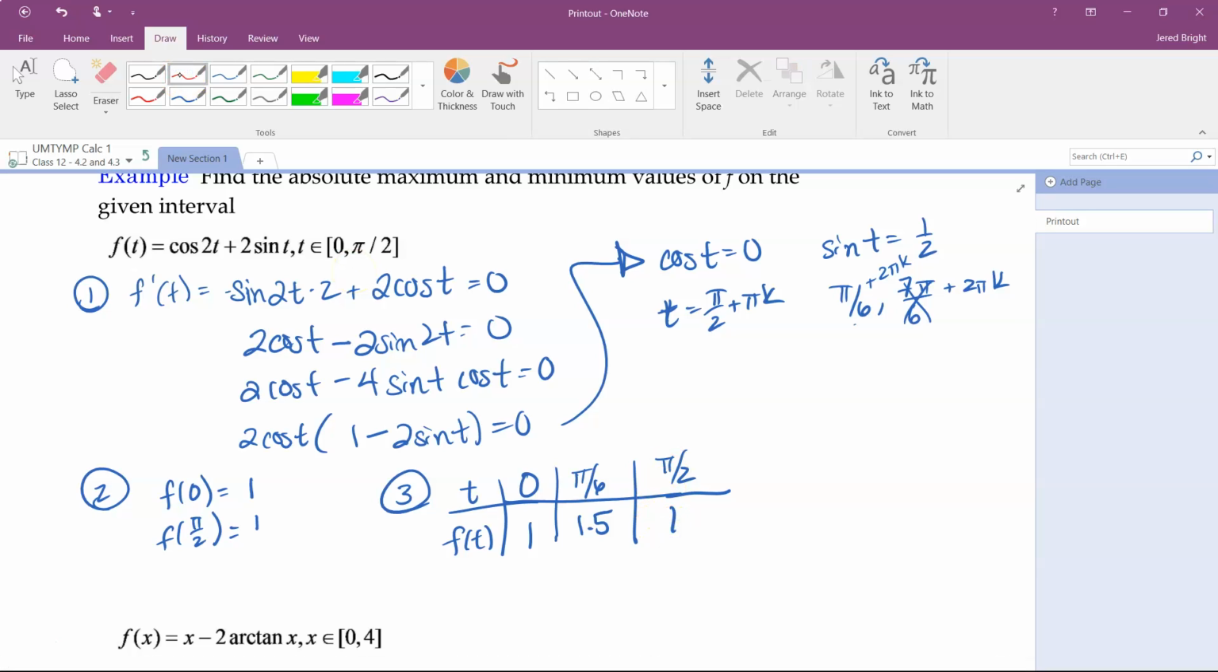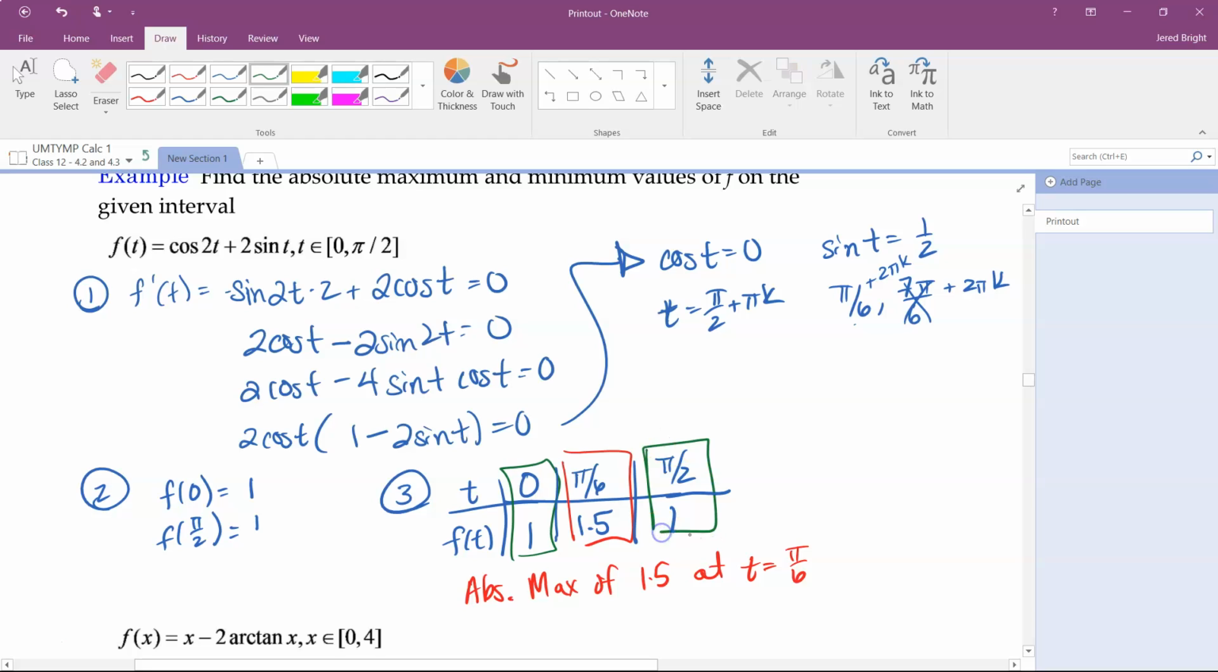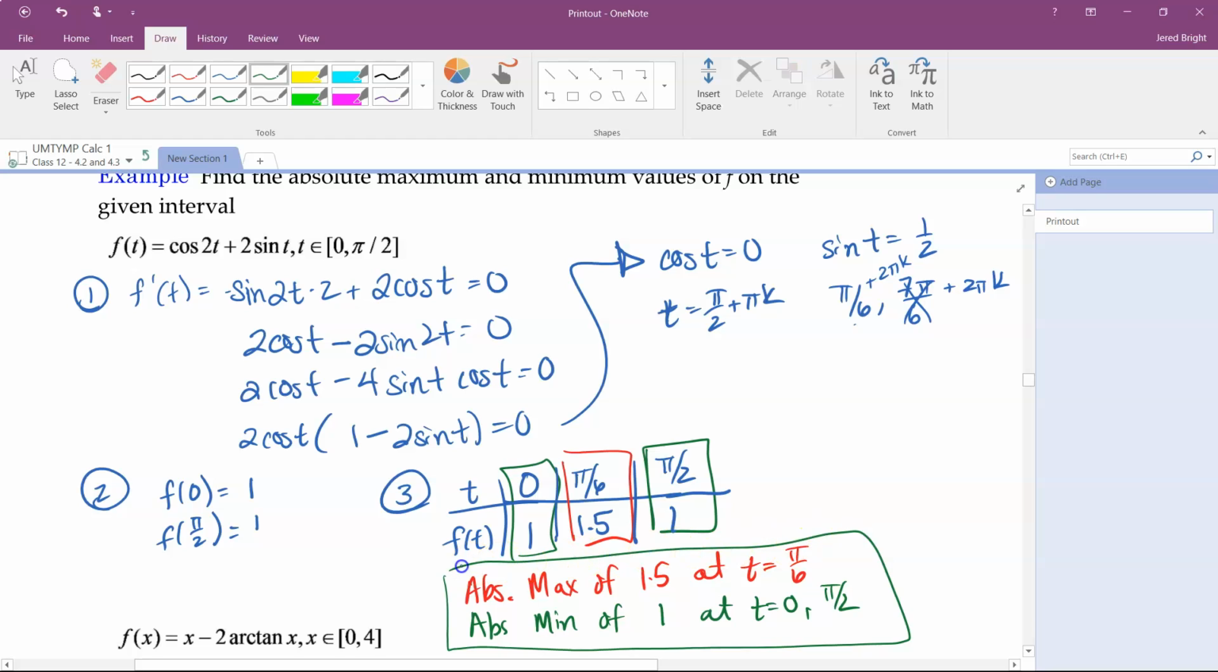Okay, so what the closed interval method says then is that the largest value is going to be my max. So that occurs here. So there's an absolute max of 1.5, at t equal to pi over 6. And then the smallest of these, which happen to be the same, are going to be your absolute min. So an absolute min of 1 at t equal to 0 and pi over 2. So I would report that as my final answer here, and I would be done.